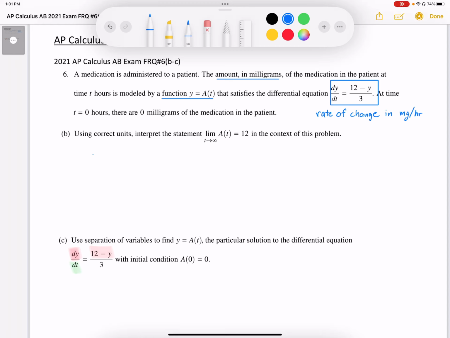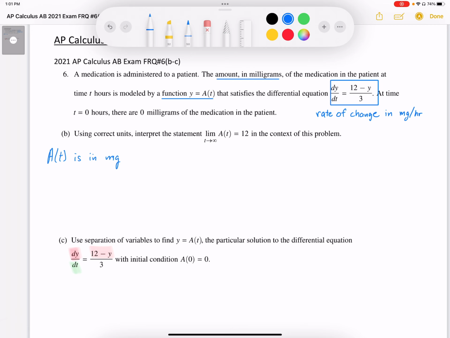Part B says, using correct units, interpret the statement, limit as t goes to infinity of a of t equals 12 in the context of this problem. So first of all, the units of a of t are in milligrams. So the limit is going to be 12 milligrams, and this represents the maximum amount of medication in this patient as time goes to infinity. Okay, so this represents the maximum amount.